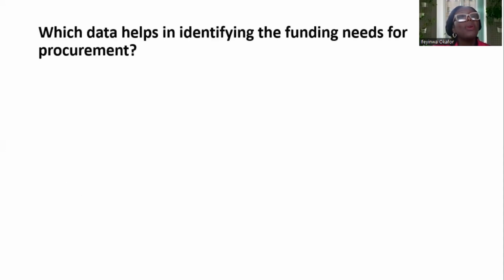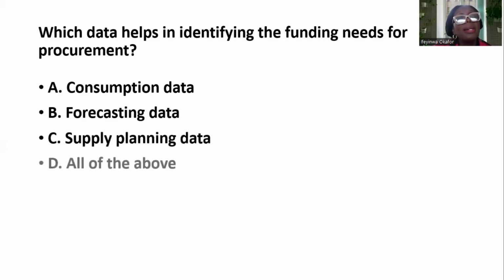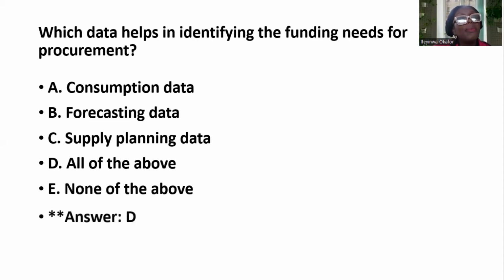Okay. Which data helps in identifying the funding needs for procurement? We have consumption data, forecasting data, supply planning data, all of the above, none of the above, and our answer is D, all of the above. Consumption data, forecasting data, and supply planning data.